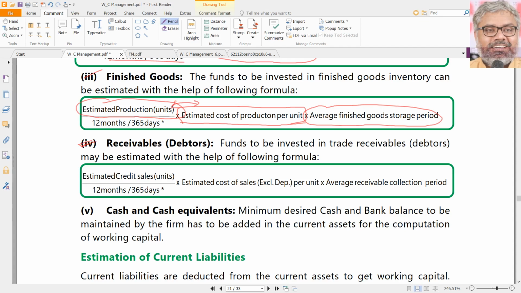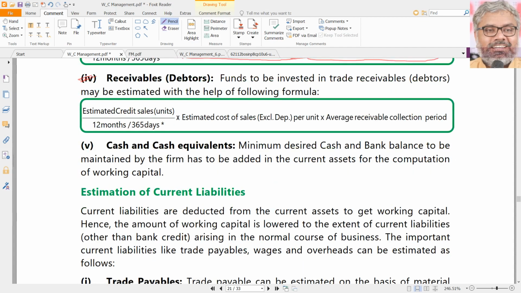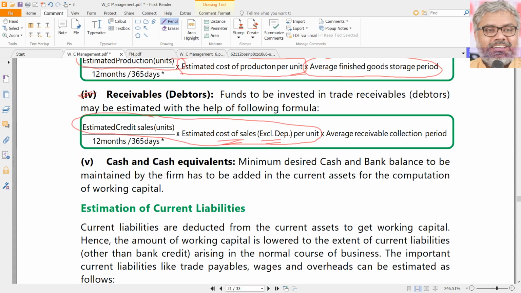Same with receivables. But be careful here. Here we will take estimated cost of sales. Here we take cost of sales per unit. And in this case, better to take it exclusive of depreciation. Why? Because that is not a cash cost. Really how much is blocked in debtors, that only has to be taken. That is the reason, instead of taking the selling price, instead of taking the final amount that will be collected from the debtors, our requirement here is to know not the number of days the debtors will generally pay us. That is known already. Average collection period is already known in this case.